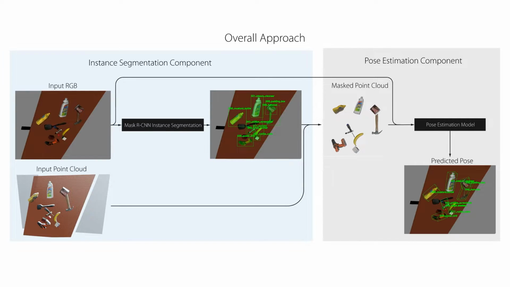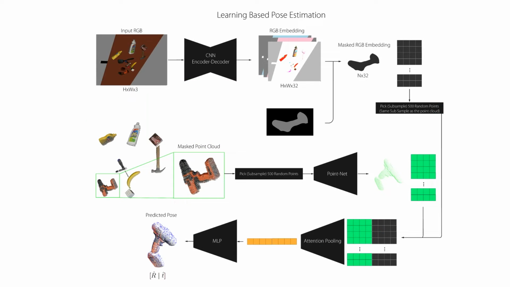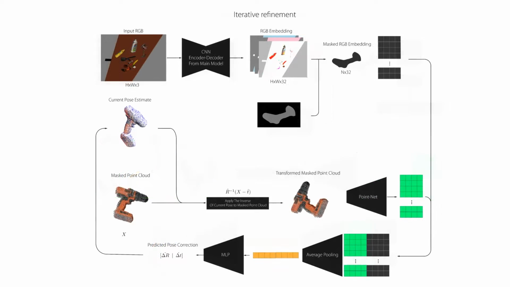Using that information, I extract the mask point clouds for each object and look at a few different alternatives for pose estimation. I first look at conventional approaches, specifically Fast Global Registration, RANSAC, and Super 4PCS. I also look at a full deep learning based approach, which uses a CNN to extract relevant features from the RGB image and a PointNet to extract relevant information from the mask point clouds. And I combine these using an attention pooling mechanism and finally make a prediction using an MLP. I also developed this iterative refinement network, which takes the previous network's predictions and iteratively improves upon it.